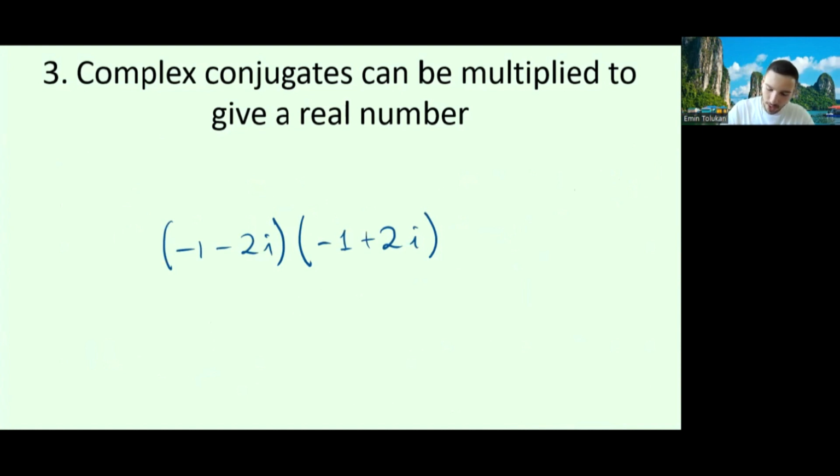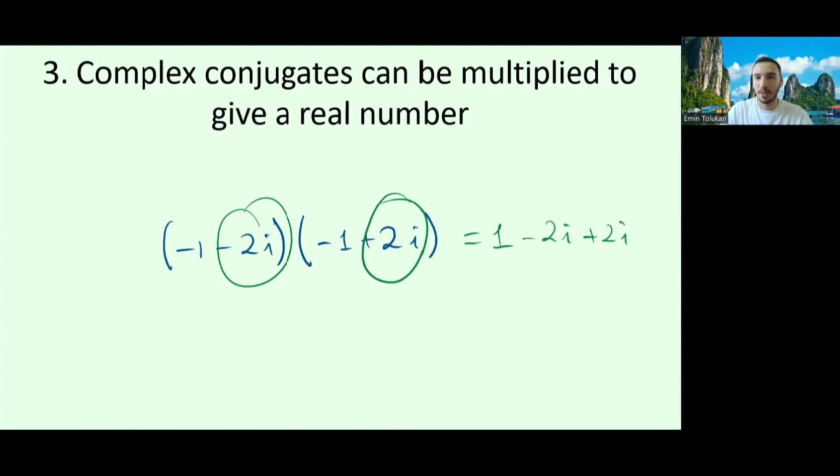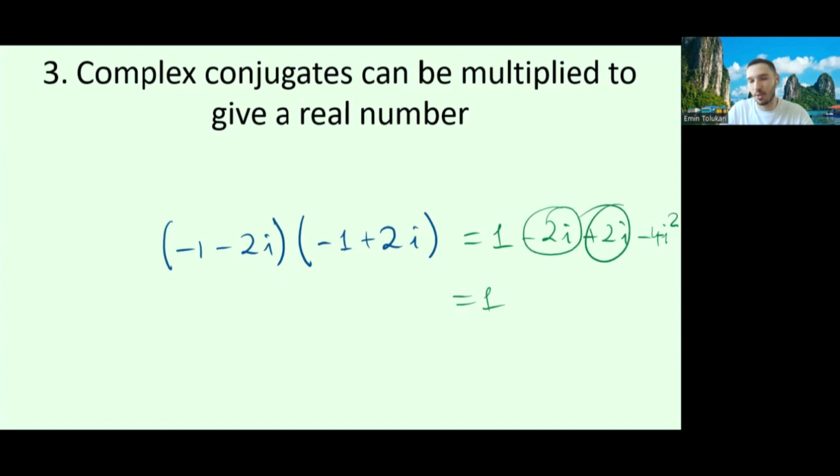So negative 1 times negative 1 gives me 1. Negative 1 times 2i gives me negative 2i. Negative 2i times negative 1 gives me positive 2i. And then this multiplied by this gives me negative 4i squared. So 1 is rewritten. This goes away because these two cancel each other. It's just equal to 0. And then you have negative 4i squared, which is negative 4 times negative 1. And in total, that gives me 5. So this entire thing is equal to 5.